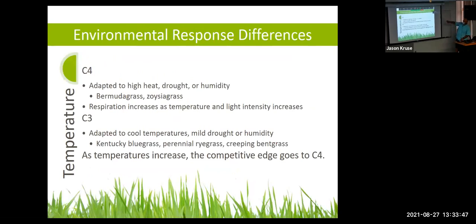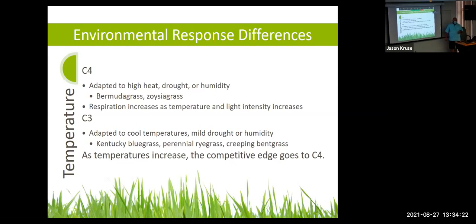Temperature requirements. This is what I do want to talk about. C4 grasses are adapted to high heat, drought, and humidity. Examples being Bermuda grass, zoysia grass, seashore paspalum, centipede, carpet, all those. Respiration increases as temperature and light intensity increases. So the photosynthetic process becomes more efficient and more productive as temperature and light increases. C3 grasses are adapted to cool temperatures, mild drought and humidity. As temperature increases, the competitive edge goes to the warm season grasses.